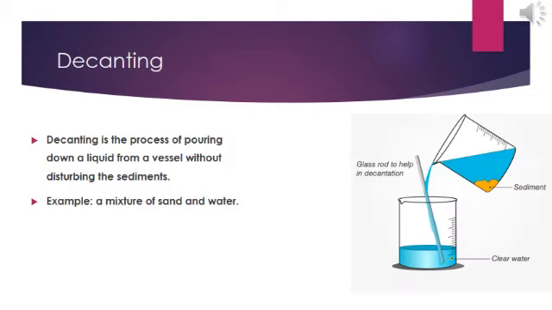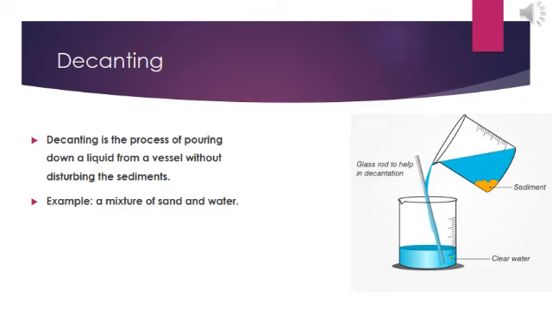Decanting is basically the process of pouring a liquid from one vessel into another without disturbing the sediments. There are some mixtures which contain insoluble solid particles which settle down at the bottom, and we can separate the liquid from the upper side of the vessel and pour it into another vessel as shown in the diagram.